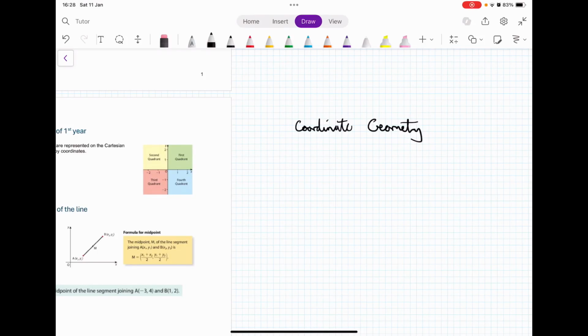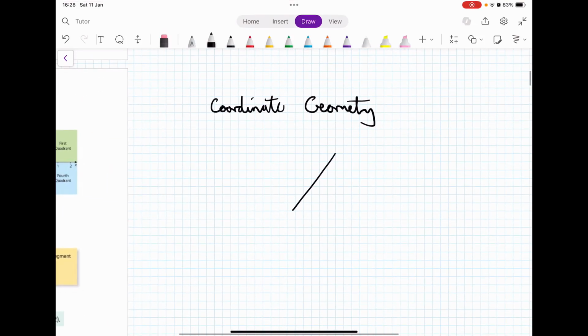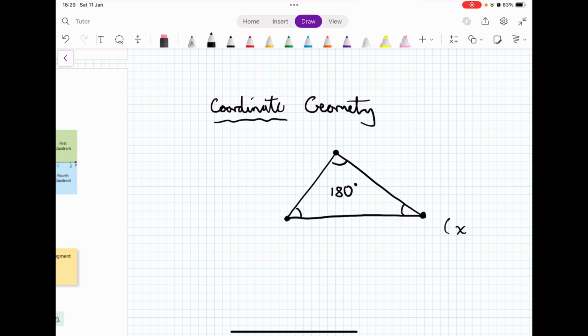What is coordinate geometry? Geometry is the study of shapes. So you could draw this triangle and you could investigate the sum of the interior angles is 180 degrees. We can say that. But with coordinate geometry, instead of this triangle just being a random triangle, we give each of these points, the 3 corners of the triangle, a location, a coordinate. And that will be in the form of some x coordinate and some y coordinate.